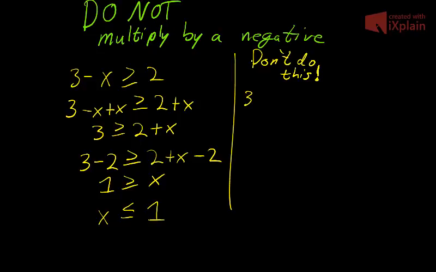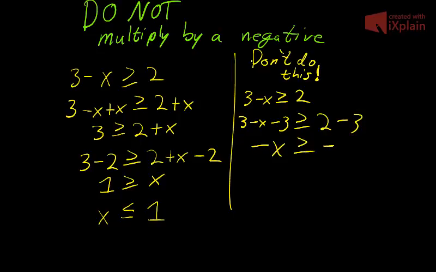If I have 3 minus x is greater than or equal to 2, I'm going to start by getting x alone. I'm going to subtract 3. So 3 minus x minus 3 is greater than or equal to 2 minus 3. It's negative x is greater than or equal to negative 1. Multiply both sides by negative 1, and I suddenly have x is greater than or equal to 1.